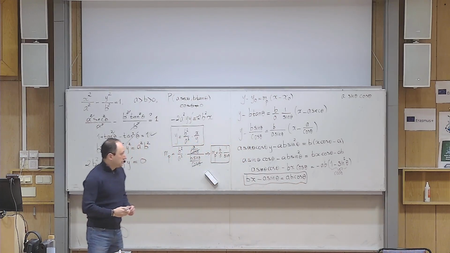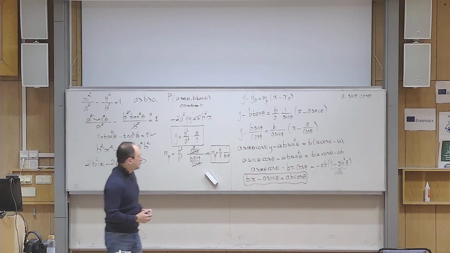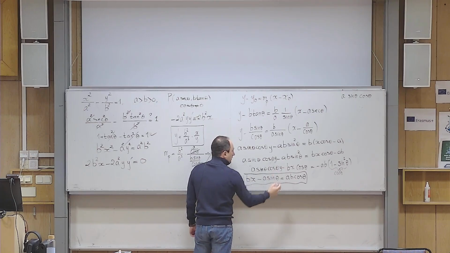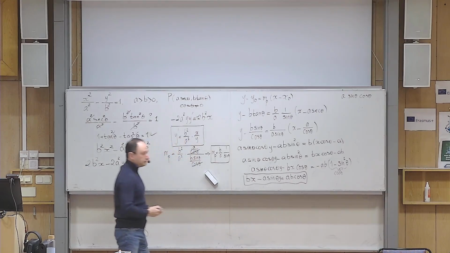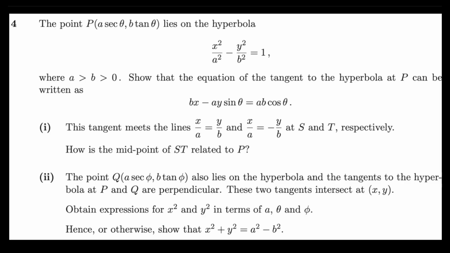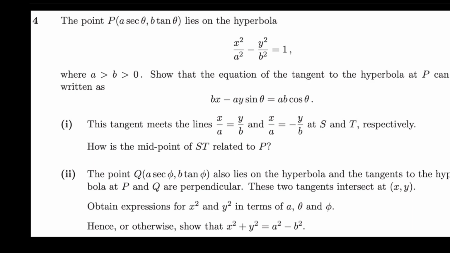There should be a y somewhere. Where did I, okay, sorry, I missed that y. So there is a y here as well. Let me double check that everything is okay. Yes, bx minus a sine theta y, which is exactly this expression. Yes, that is correct. And then equals ab cosine theta.